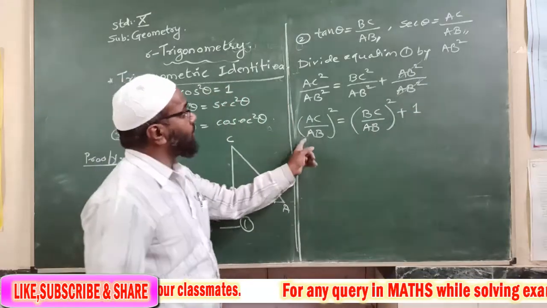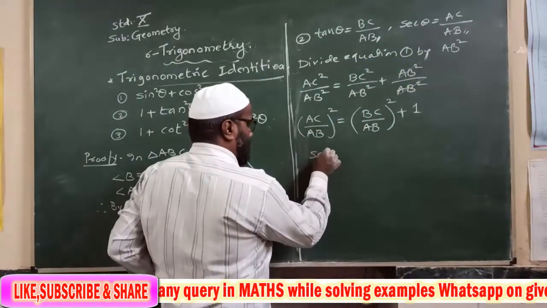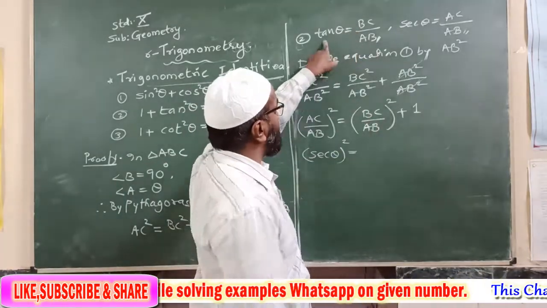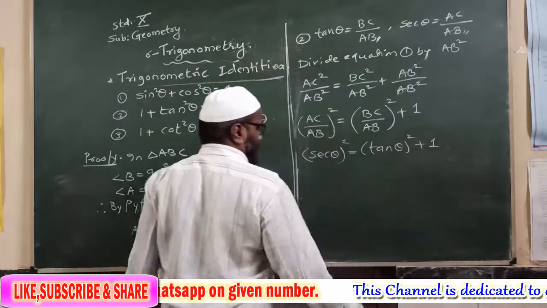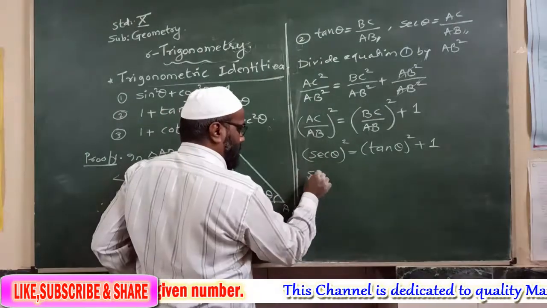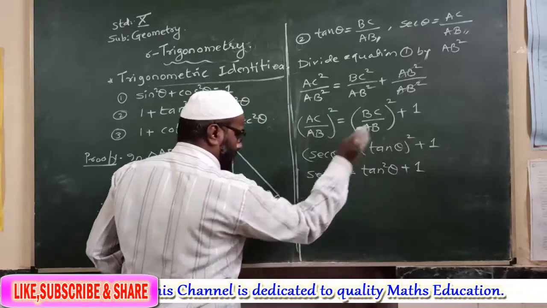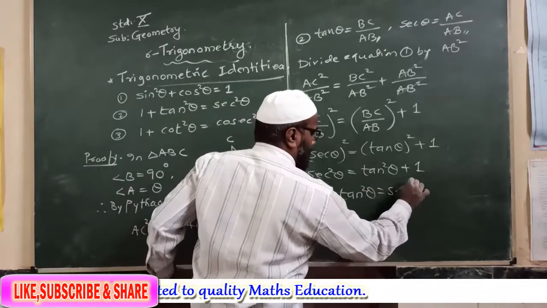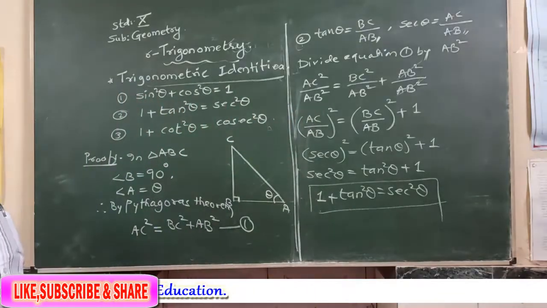Now AC upon AB is nothing but sec theta. So we can write it as (sec theta) bracket square is equal to (BC upon AB), but BC upon AB is nothing but tan theta. So we write (tan theta) bracket square plus 1, and we can rewrite as sec square theta is equal to tan square theta plus 1. Again we can rewrite it as 1 plus tan square theta is equal to sec square theta. This is the proof for the second identity.